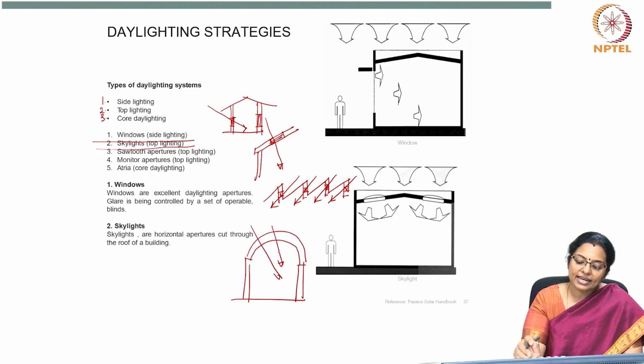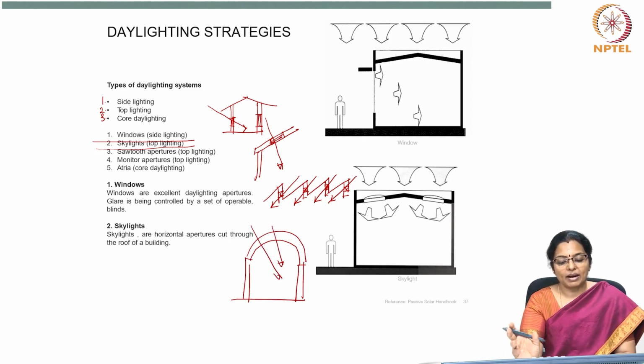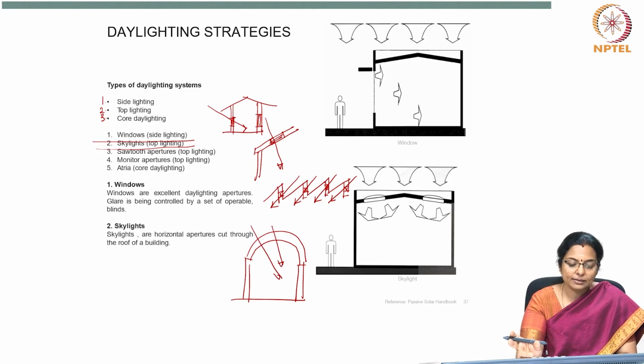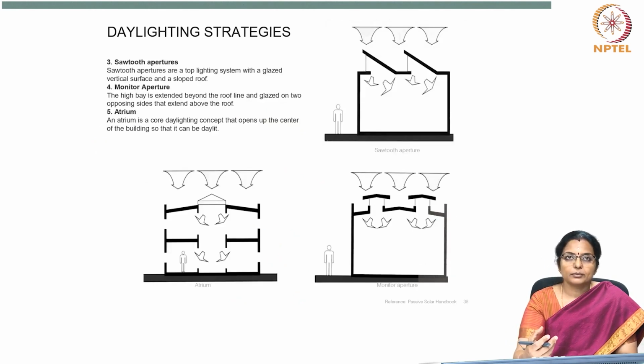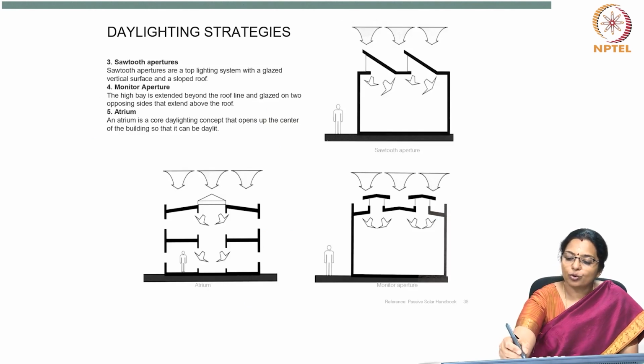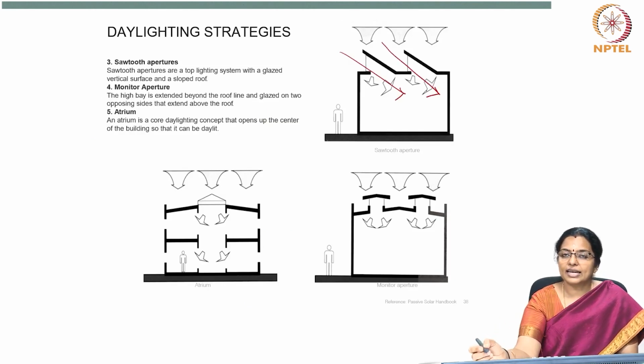So, windows are excellent daylighting apertures. Glare gets controlled by a set of operable blinds. Skylights are horizontal apertures which cut through the roof of a building. Sawtooth apertures, I already told you, it's like north light. The glazing is on one side facing the primary solar radiation side.